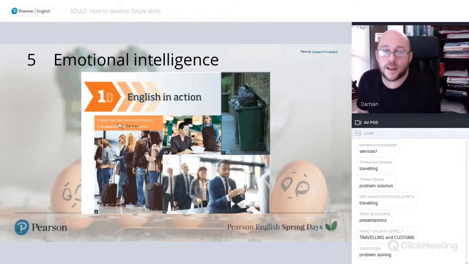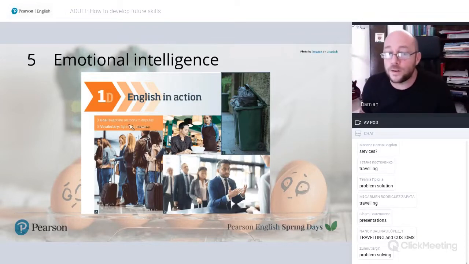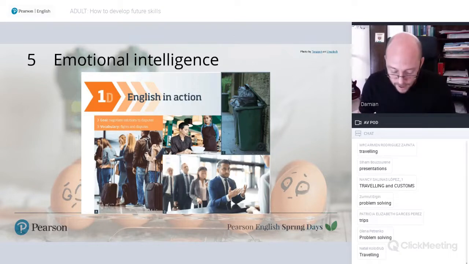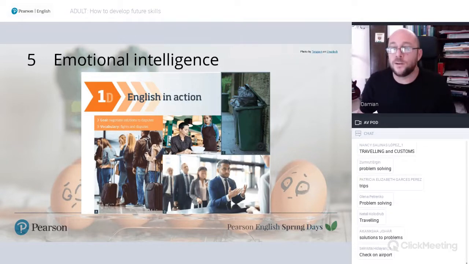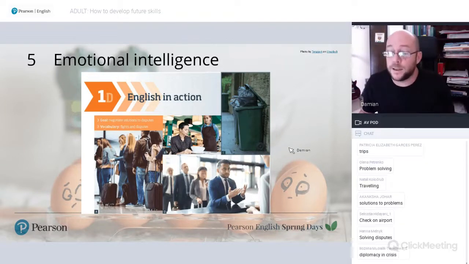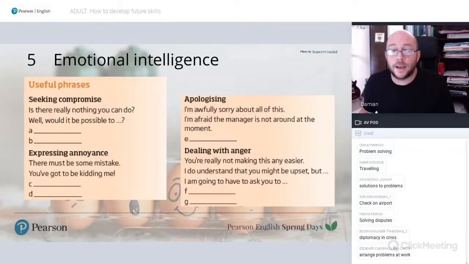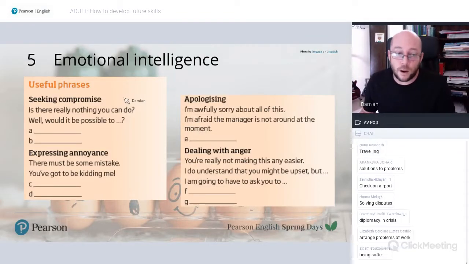So the aim of this lesson is to teach students how to negotiate solutions to disputes. So it's basically aiming at helping them develop their ability to mediate, as it were, or be diplomatic within a dispute. So again, they listen to some examples, and then we'll pick out some functional language.